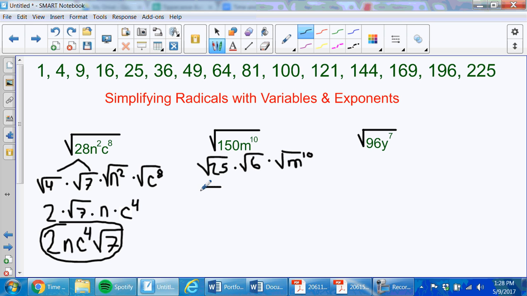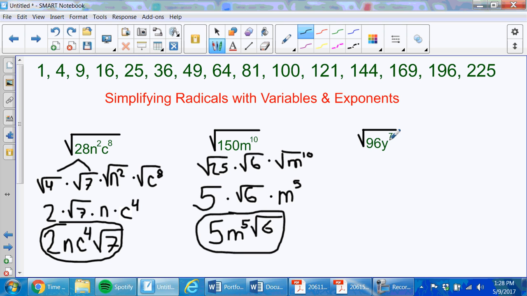Now radical 25, that's just 5. Square root of 6 is one that you would think can be broken down, but it cannot be broken down because it does not divide evenly by 4. Then m to the 10th, this is another section where I would cut the exponent in half. So this would be m to the 5th power. Now it's just about ordering correctly. I'm going to write 5 m to the 5th power and then square root of 6. That's the final simplified expression for this one.